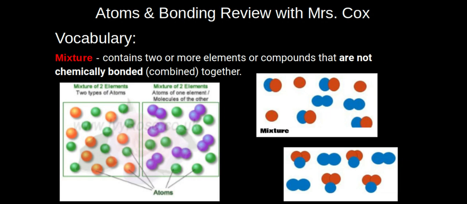We have mixtures. Remember, 2 or more elements or compounds that are not chemically bonded. So as you can see, you've got the orange and the green together. You have the 2 purples bonded with just single atoms there. There's more pictures of mixtures where you've got like the 2 blue atoms bonded together, and then you got a blue and a red bonded, and then you have a red, but none of them are all bonded jointly together. You don't see that repeating pattern. And that is it.